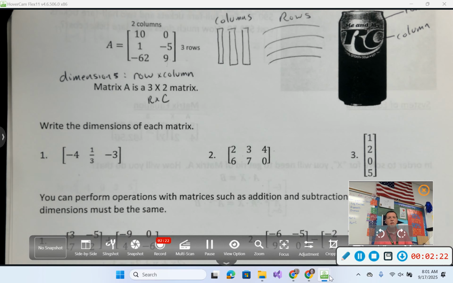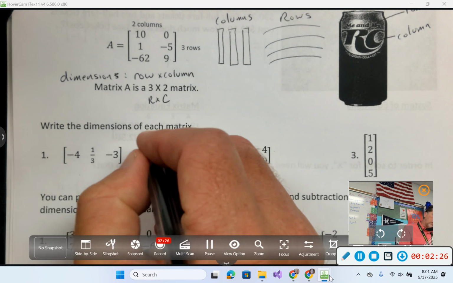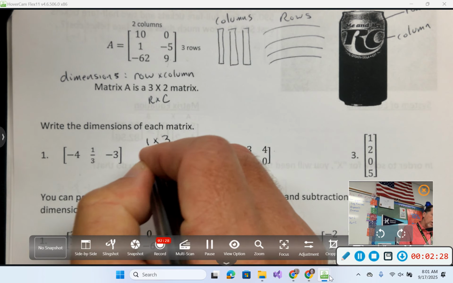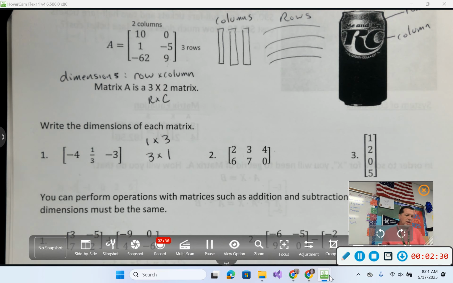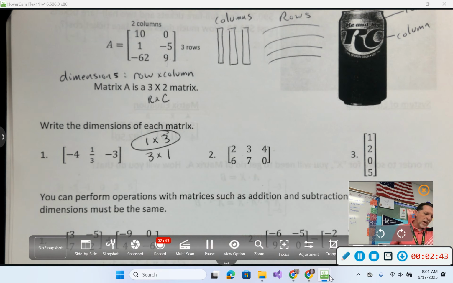Okay, so number 1, what are the dimensions of that matrix? Well, you pretty much got 2 choices here. It's either a 1 by 3 or a 3 by 1. Which one is it? Let's see, rows come first. How many rows are there? I think there's 1 row and 3 columns, so that's a 1 by 3.